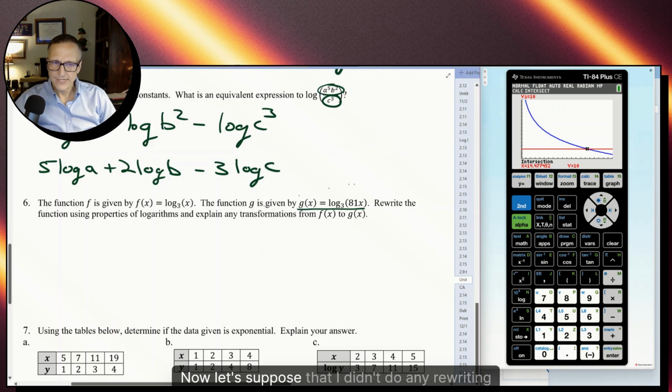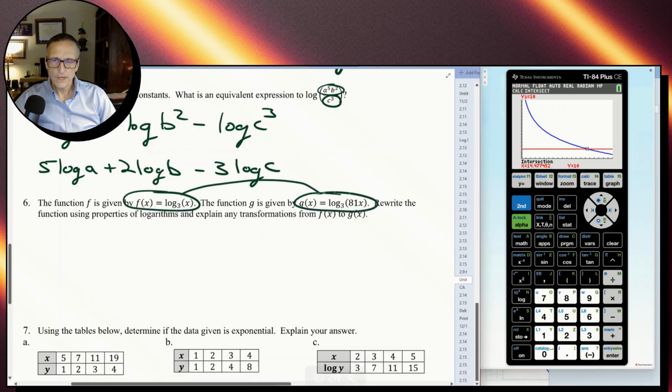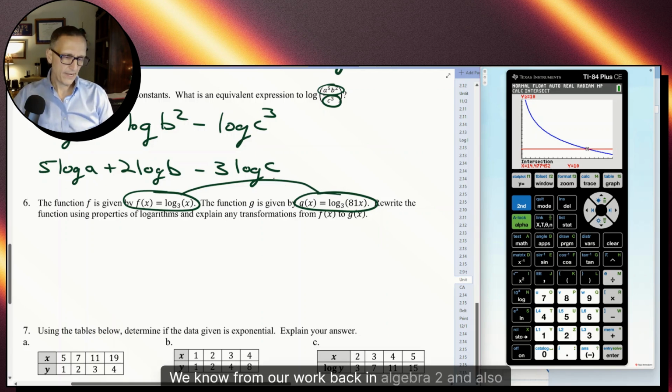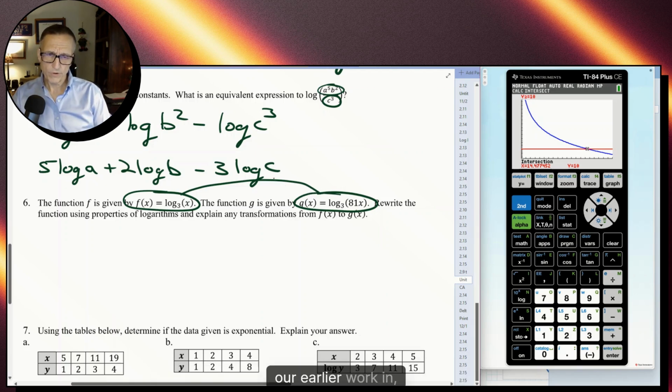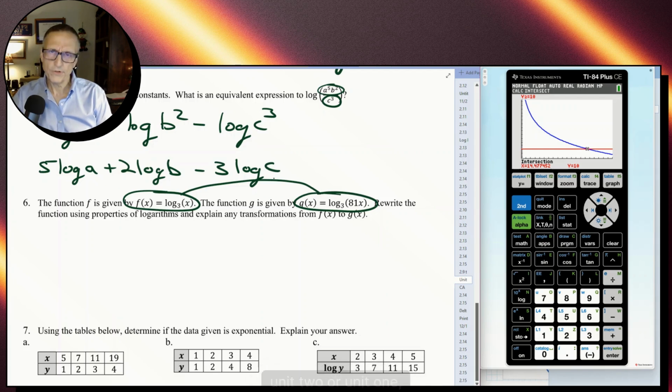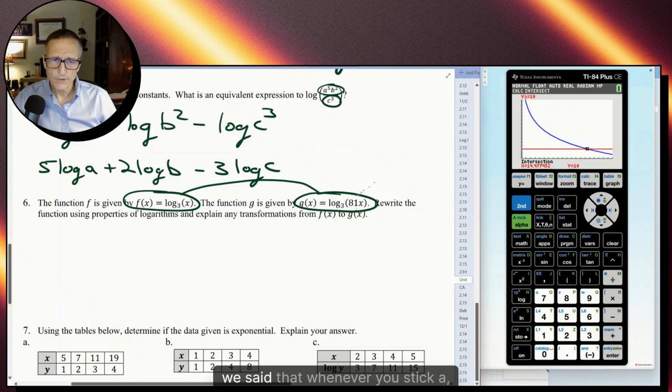Now, let's suppose that I didn't do any rewriting of the function. I still could tell you what the transformation is from f of x to g of x, right? We know from our work back in Algebra 2 and also our earlier work in, I guess it was Unit 2 or Unit 1, I don't remember, where we were transforming functions, we said that whenever you stick a multiplier in front of your variable x, that's going to cause a horizontal dilation. So you could say that this is a horizontal dilation by a factor of 1/81.